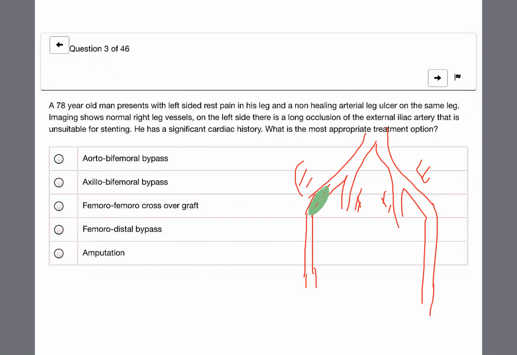So I have two options for bypass. I have this bypass, what's called aortofemoral bypass. Yes, and this is a major surgery. This is what's called anatomical. I have two options, anatomical and extra anatomical. For anatomical, I have only this aortofemoral bypass graft.